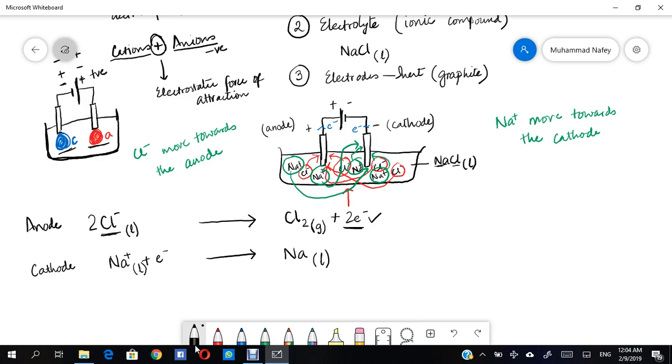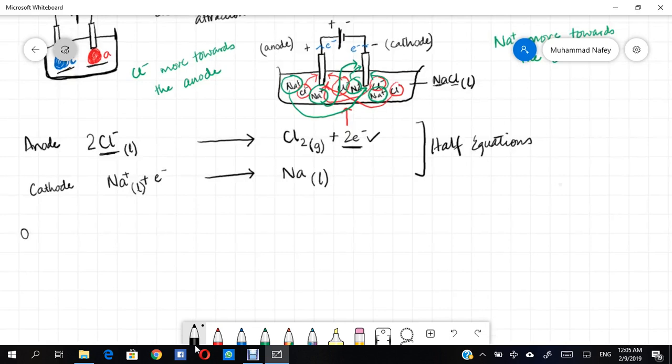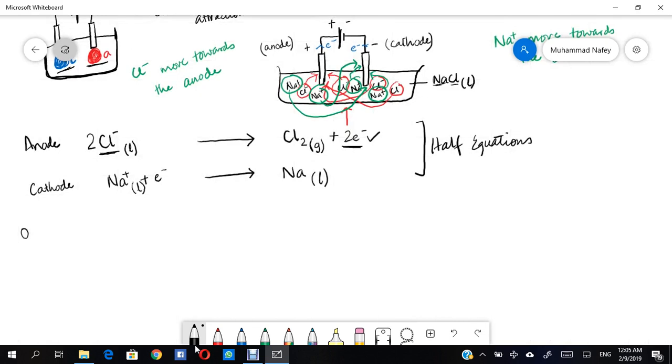Now we have our anodic equation and we have our cathodic equation. Now we have to write the overall equation. Remember, the equation of the reaction that takes place at the anode and the reaction that takes place at the cathode are called half equations. And the two half equations are then used to construct an overall equation. How? We'll just see now.